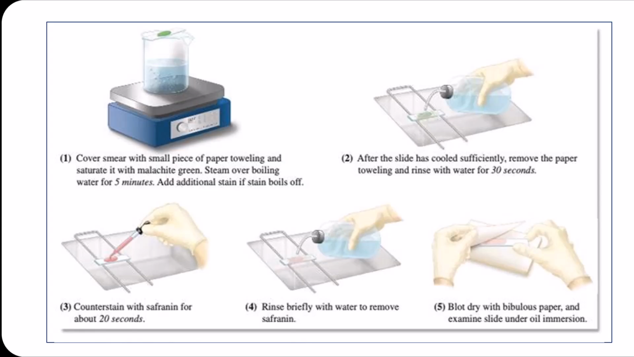The next step is to add the safranin counter stain for about 20 seconds to stain the vegetative cell pink or red. After that, we dry and observe the slide under the microscope. In the result, we see the vegetative cell as a red color, while the spore will take the primary stain, which is green.